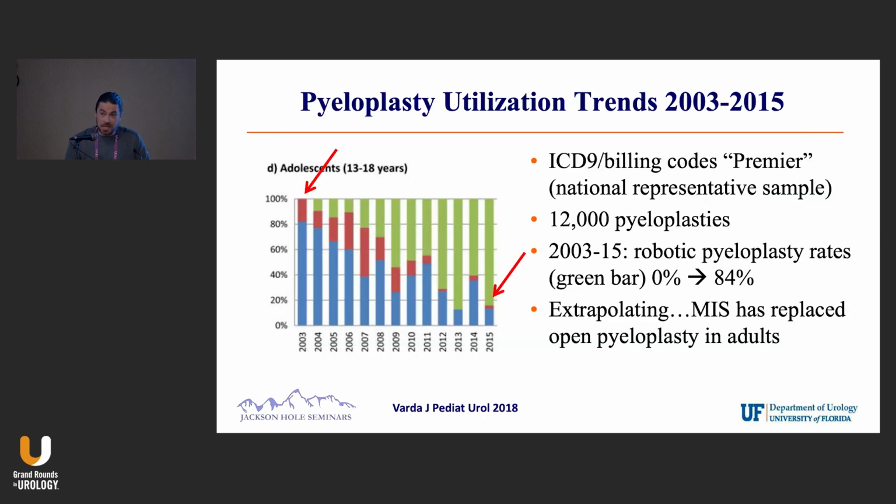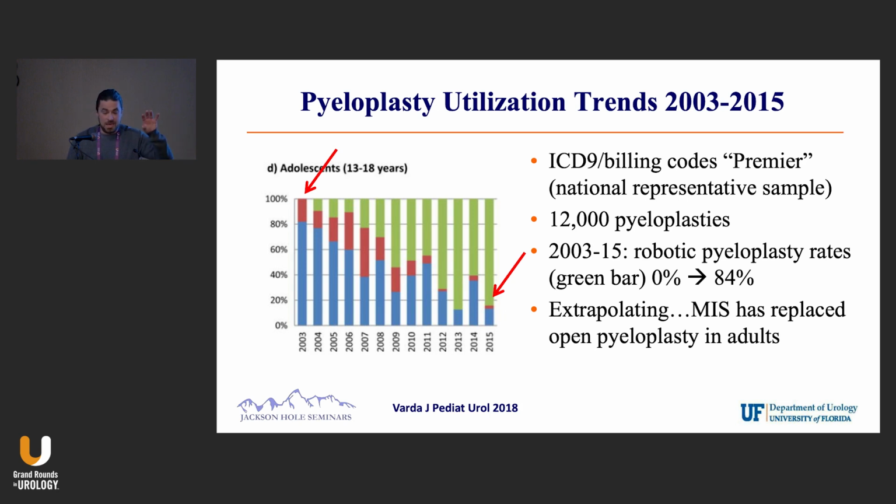The closest thing I could find was this paper. This was published in 2018. This is Caleb Nelson's group at Penn. They looked at the Premier database, which is a nationally representative sample from hospitals across the country, about 12,000 pyeloplasties.